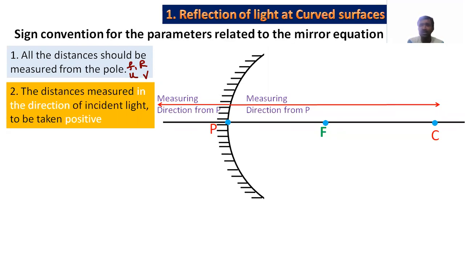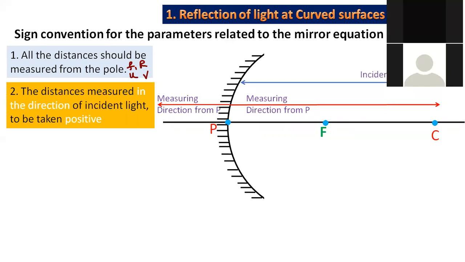In the direction of the incident light ray means what? First, we have to know the incident light ray direction. Incident light ray direction is always towards the concave mirror or the reflecting surface, right? Always directed towards the mirror. So this is the incident light ray direction. Everyone is clear? I have shown the incident ray direction on the diagram.